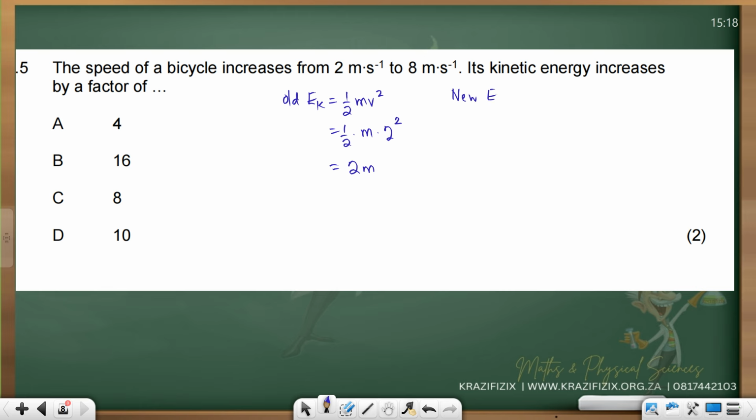New kinetic energy. It is also half mv squared, but it's half m times 8 squared. What would that give us? 64 divided by 2? 32. Now what's the ratio? 1 to 16. We're done. 1 is to 16. And that's how we work around such questions.